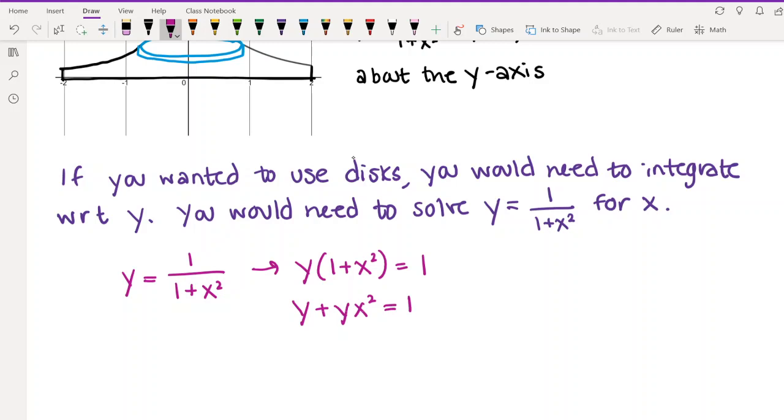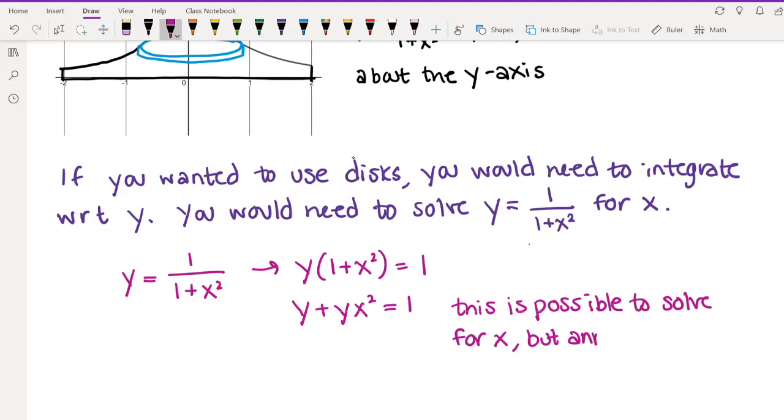And so this actually is not the very nicest equation to solve for x, right? You could do it, but it's not the friendliest. Basically, the equation you would get would be kind of complicated. Even if you do solve it all the way through, the equation you get would probably be more complicated than the one that you started with. So this is possible to solve for x, but it's annoying. It's easier not to, right?